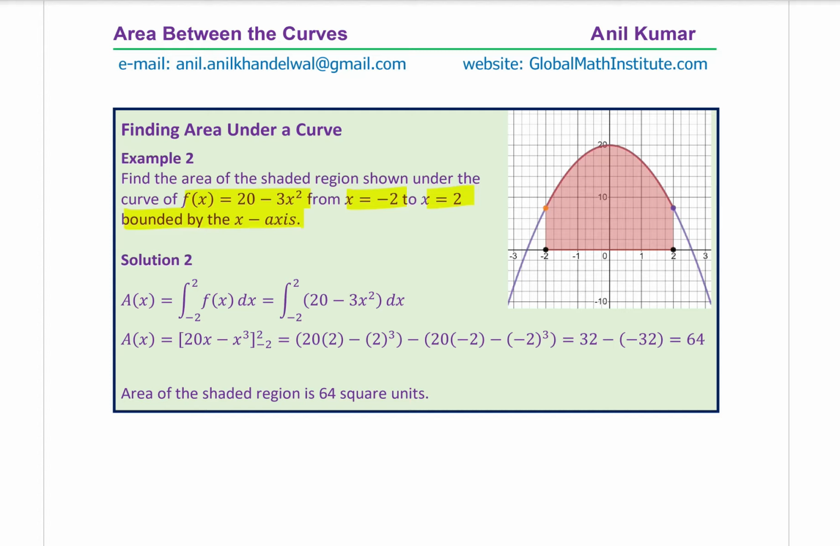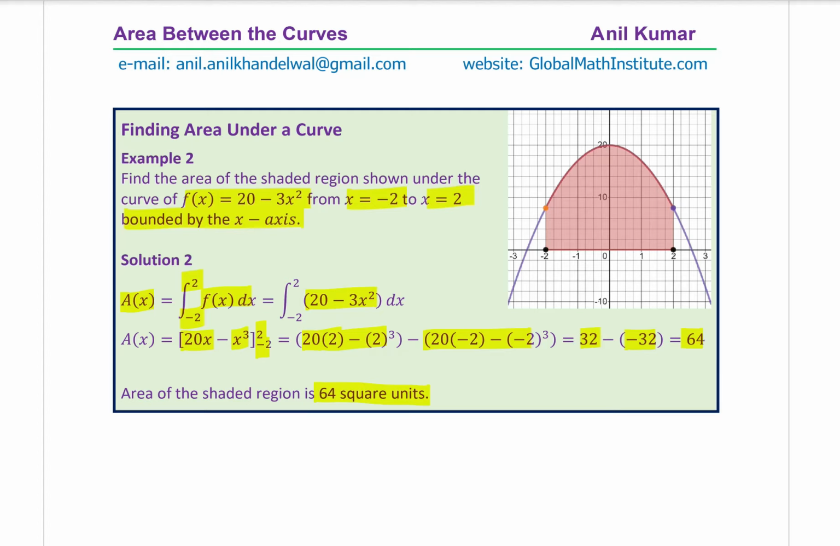Okay, so again, to find the area, we'll do the definite integral of the function between the two limits. The function here is 20 minus 3x squared, whose integral is 20x minus x cubed. And from minus 2 to 2, when you plug in the values, what do you get? You get 32 minus (minus 32), which is 64. So the area under this curve is 64 square units.